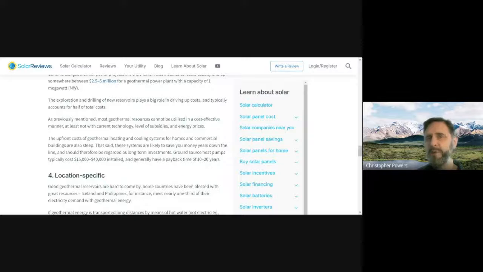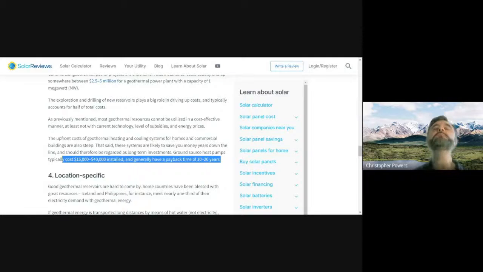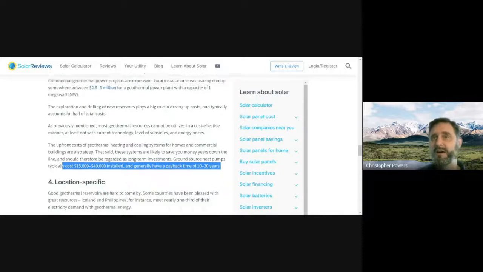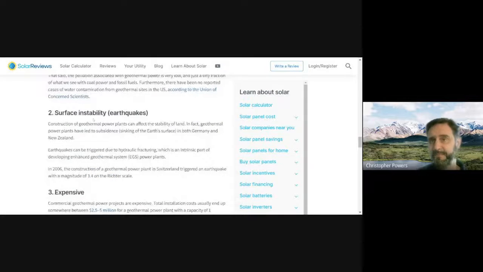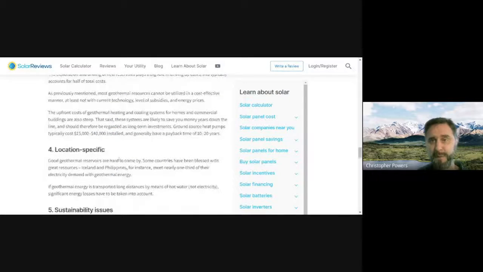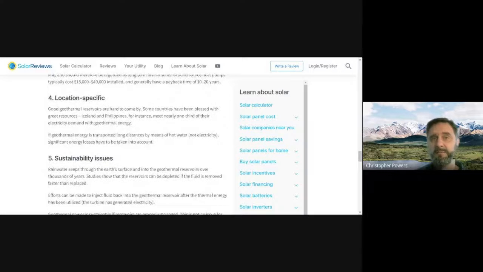So the ground source heat pumps typically cost 15,000 to 40,000 to install and generally have a payback time of 10 to 20 years. So if you're sinking money into a power plant using this type of energy source, geothermal energy, you're going to have to get an ROI, as they call it, return on investment, in about 10 to 20 years. Hopefully, unless something goes wrong. You have one of these events, instability, earthquakes, the expense kind of changes. All right, better have insurance too.